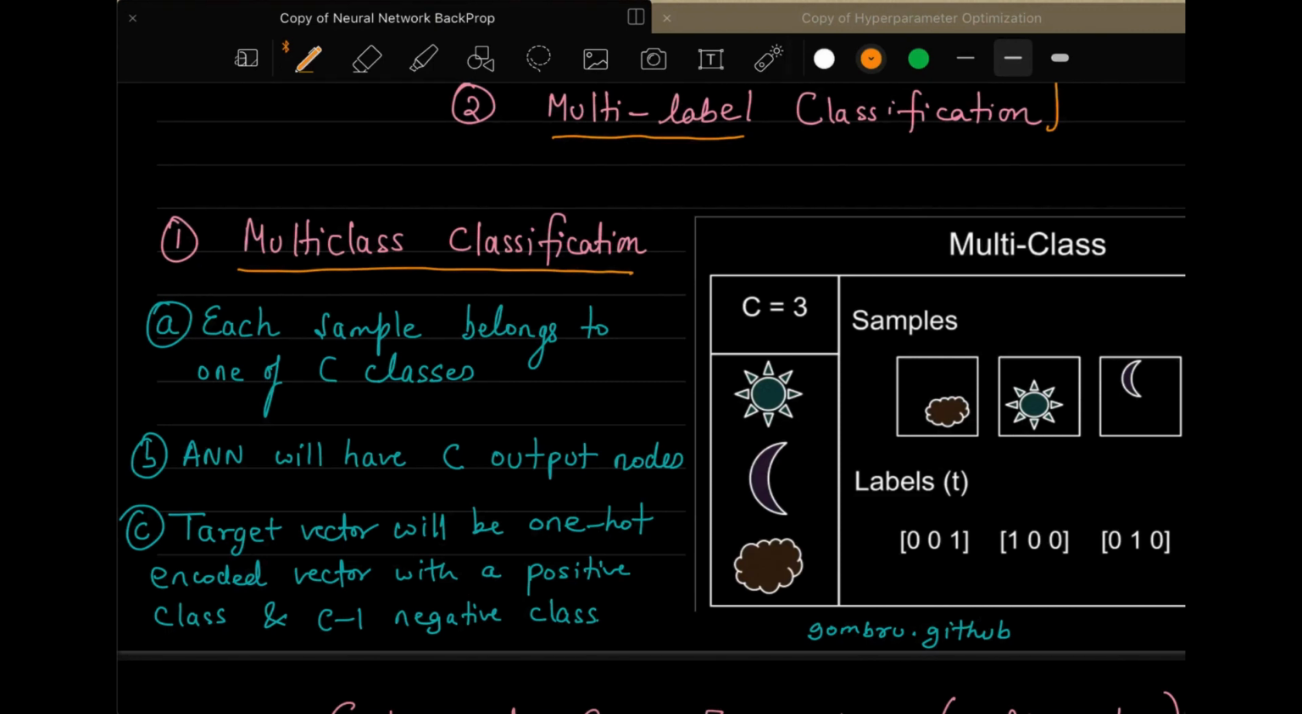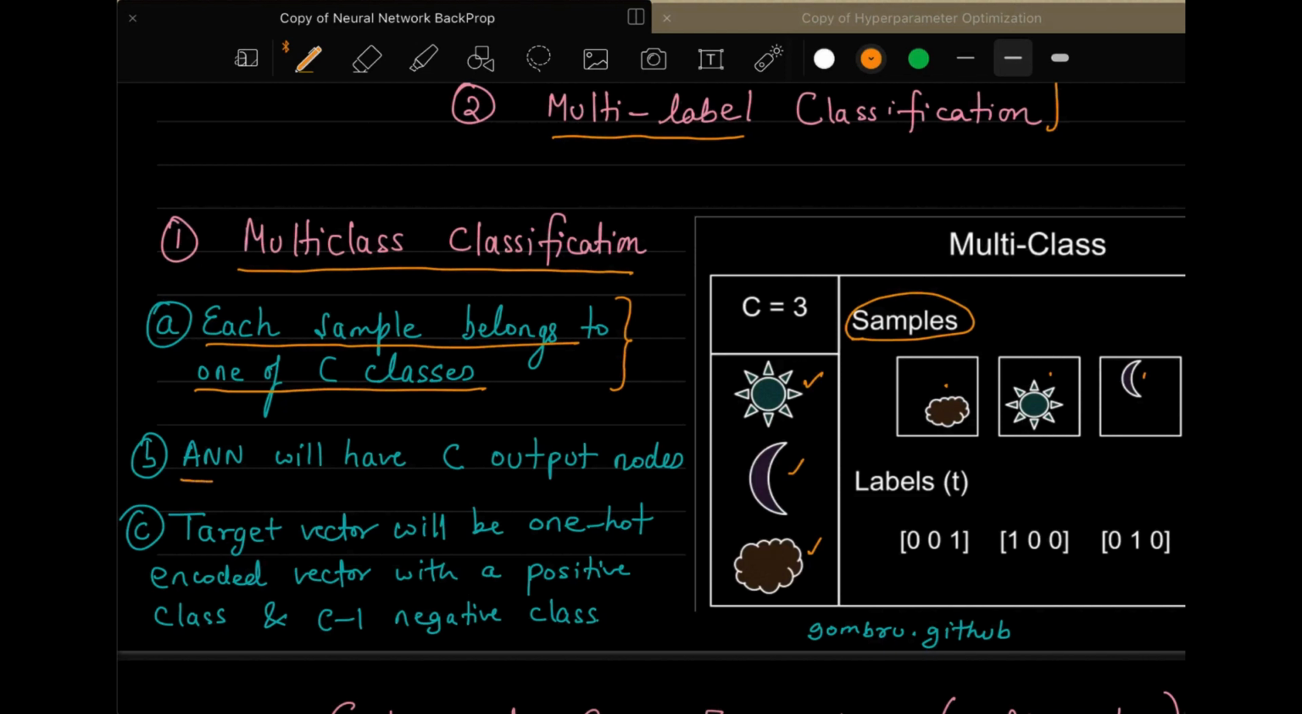So the first one is that each sample belongs to one of the C classes. So right now we have C classes, meaning here in this particular example I have taken three classes: sun, moon and cloud. So these are the three different classes. And what are the samples? Samples are the images where we have these three separately. So each sample belongs to one of the C classes. So here we have cloud, in this we have sun, and here we have moon.